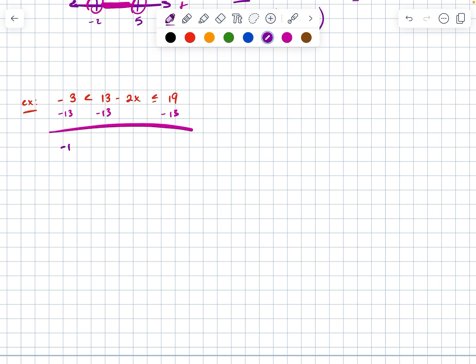-3 minus 13 on the left is -16. Carry down my inequality symbol. 13 minus 13 is 0. This goes away. I'm just left with -2x is less than or equal to 19 minus 13, which is 6. And then I've got a -2x. I want to turn it into x. Let's get rid of that times -2 by dividing by -2. -2 divided by -2, these go away in the middle. On the left, -16 divided by -2 is +8, which is less than x here, which is less than or equal to 6 divided by -2, which is -3. And there you go, there's your inequality.